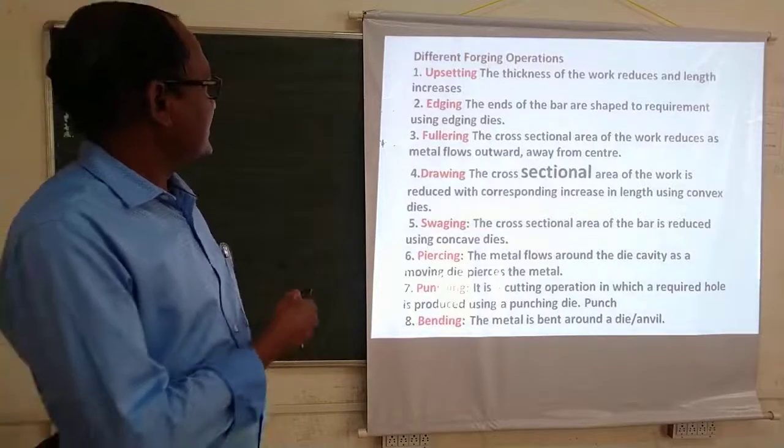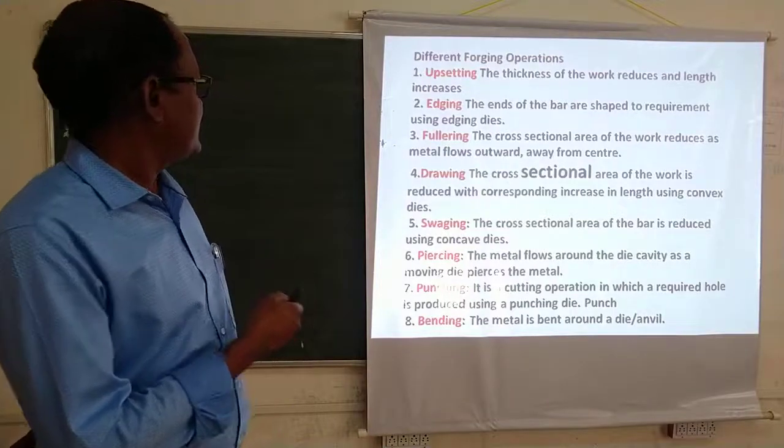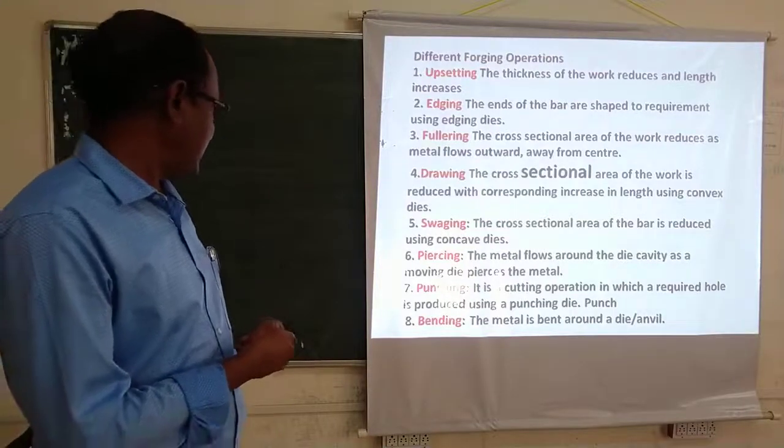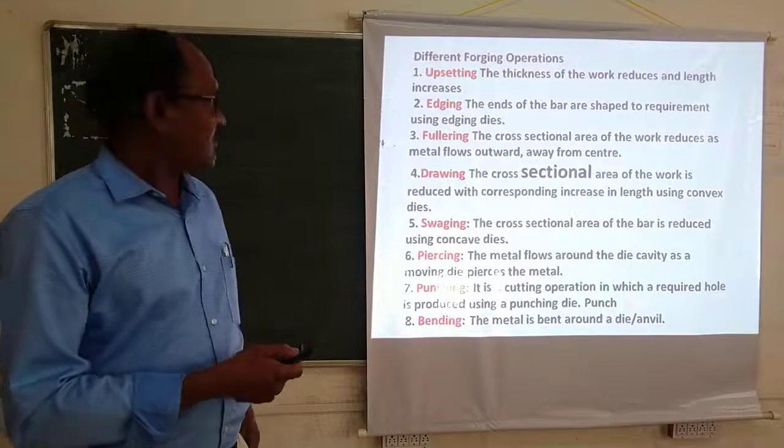And at the last, if you summarize the basic operations: upsetting, ageing, drawing, swaging, piercing, punching and bending, these are the various operations.